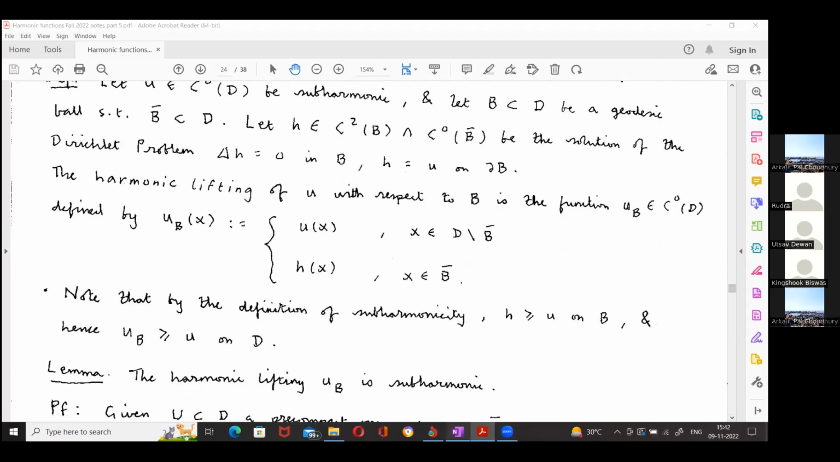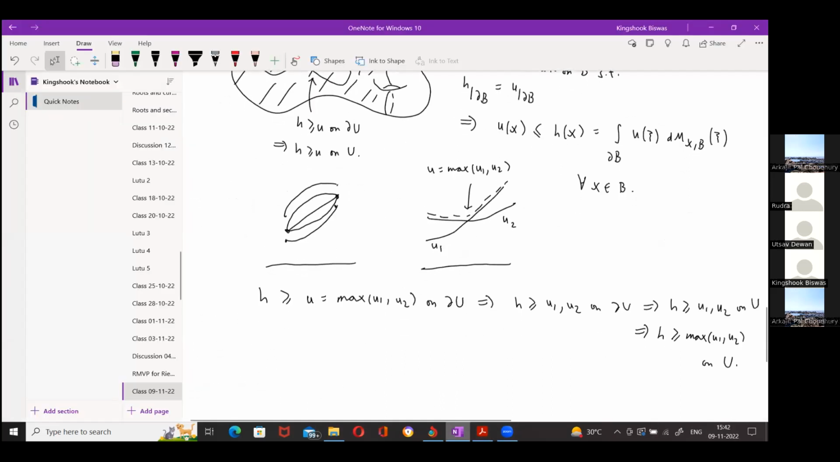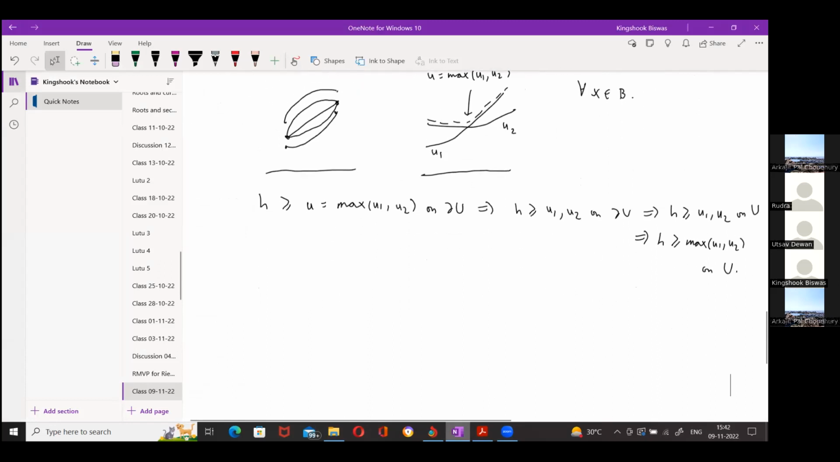In the picture, the harmonic lifting would just be this. You have your subharmonic function, and then you take a ball in the domain, which is like an interval here, and you replace the subharmonic function by the harmonic extension. So the harmonic lifting would be this function. That is, of course, greater than or equal to the original function.